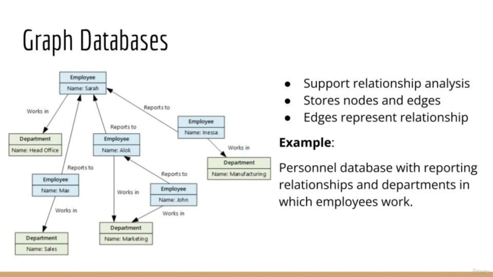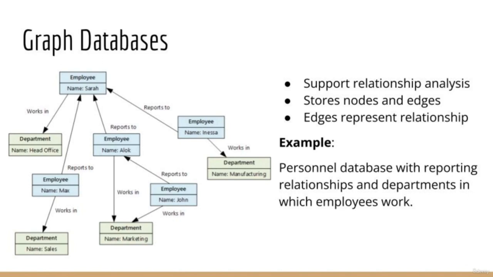Another model of data stores in Azure is graph databases. Graph databases natively support analysis of relationships between entities, and a graph database stores two types of information, nodes and edges. Edges specify relationships between nodes, and nodes and edges can have properties that provide information about the node or edge, similar to columns in a table. Edges can also have a direction indicating the nature of the relationship.